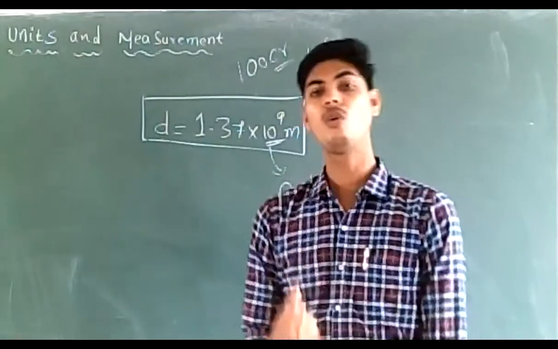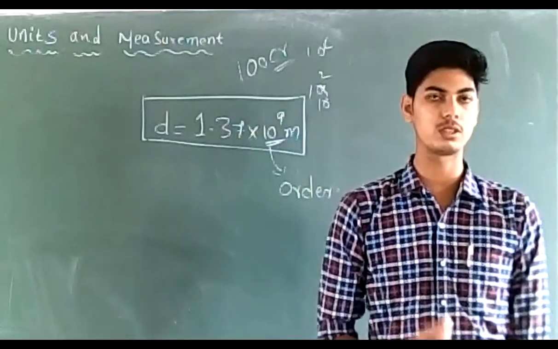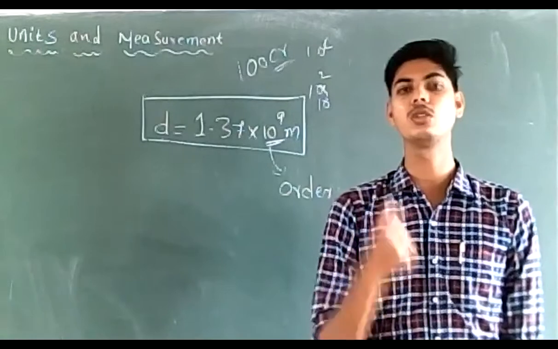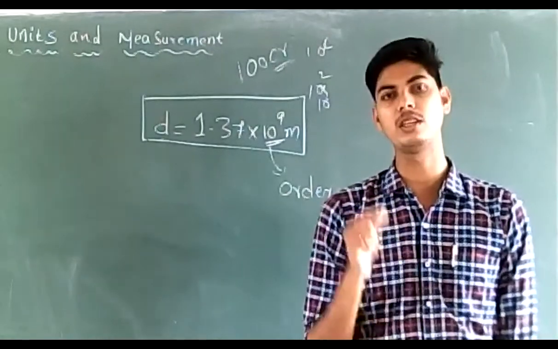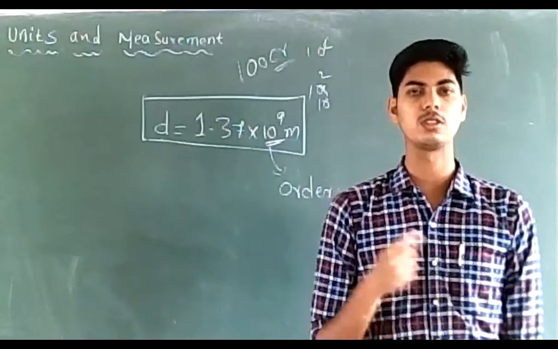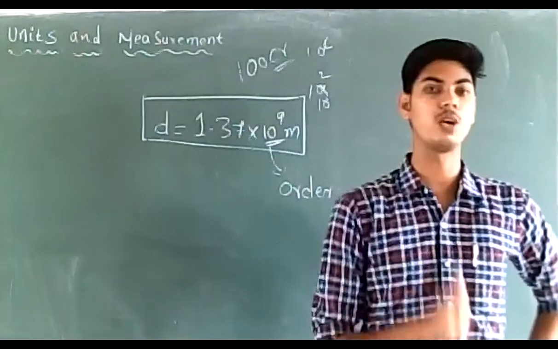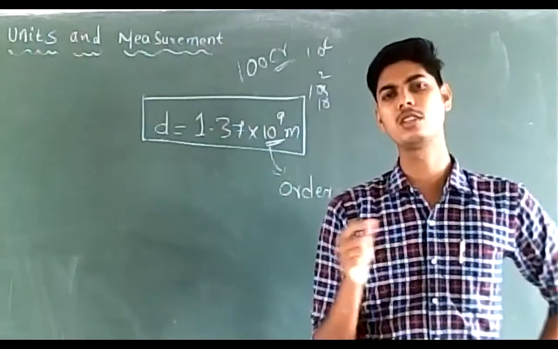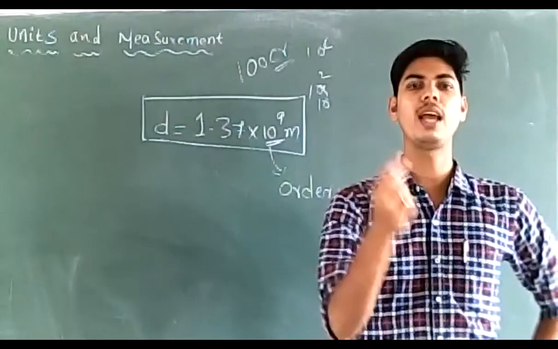Then how about the small distances? How can we measure small distances? Can we measure small distances using the parallax method? No, we cannot make use of the parallax method to measure very small distances. Sir, what are very small distances? Very small distances are the size of a molecule, the size of an atom.